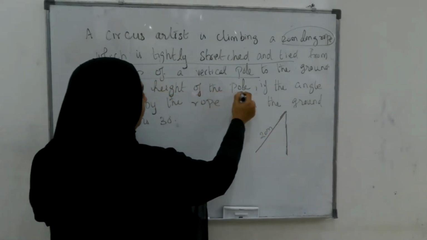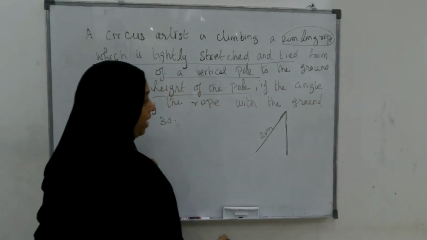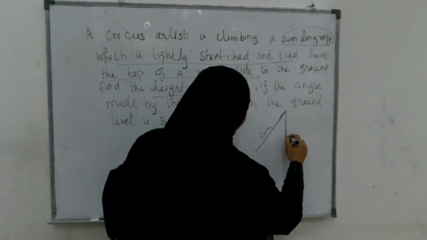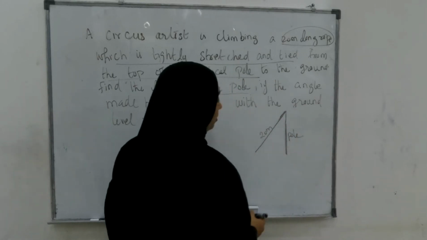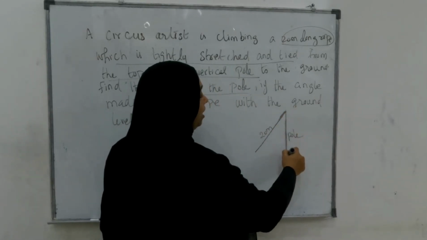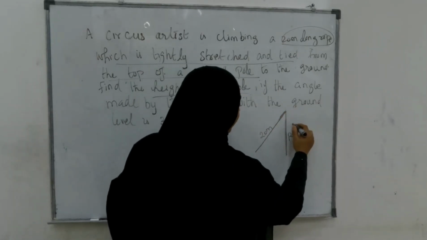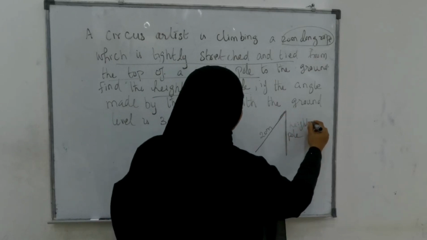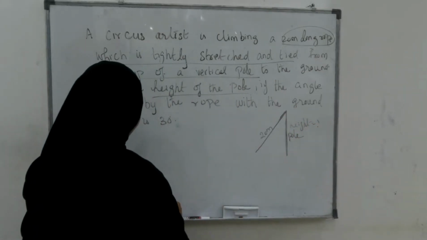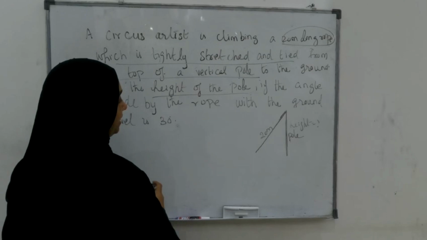And find the height of the pole. So what are we going to do? The height of the pole, the pole is this one, this is what we are representing as the pole. So they are asking for the height of the pole.